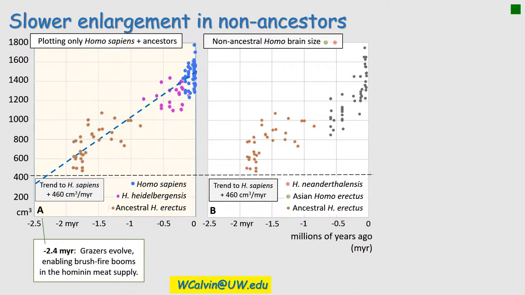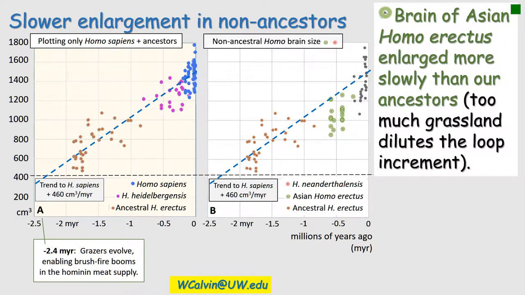On the right, you see what we left out on the left. And we see Asian Homo erectus. This is just plotting for reference with that dotted line. So you can see how far below the trend line Asian Homo erectus is. And then here shows sort of the offset. They're delayed by a good 0.3 million years.